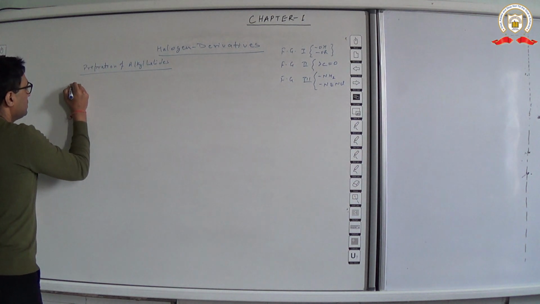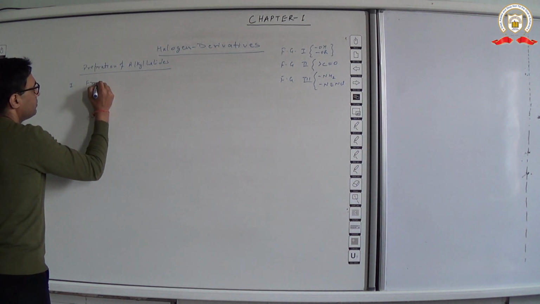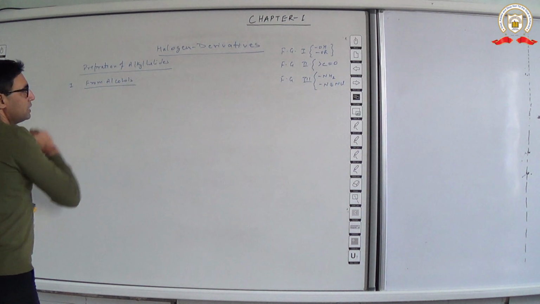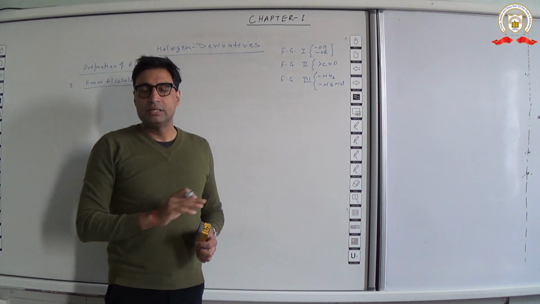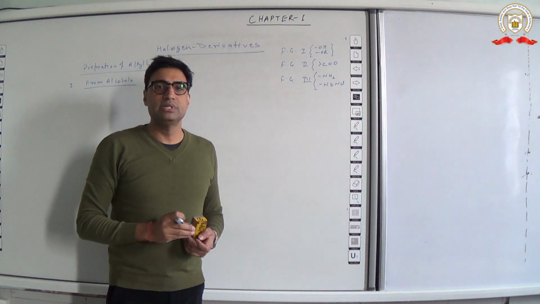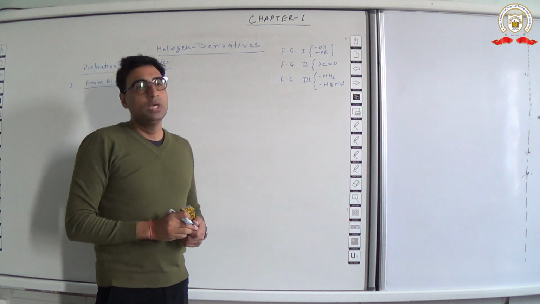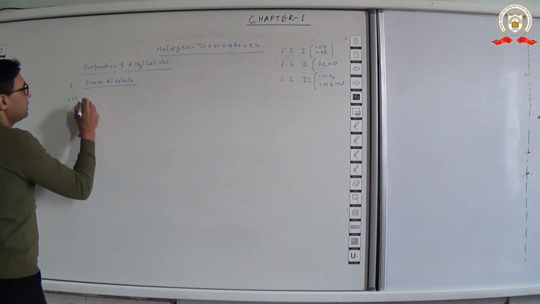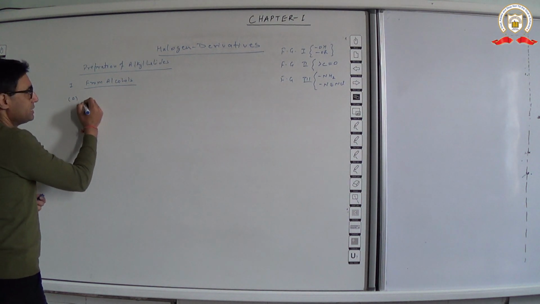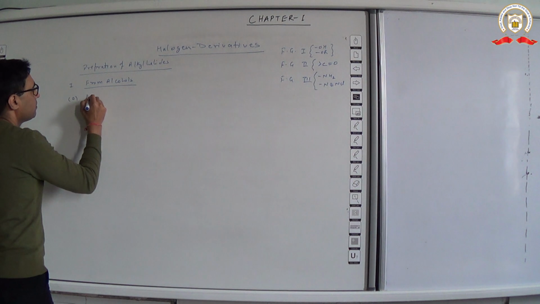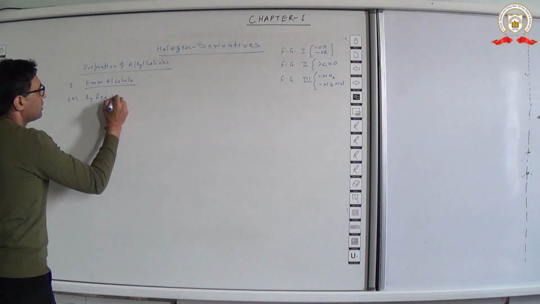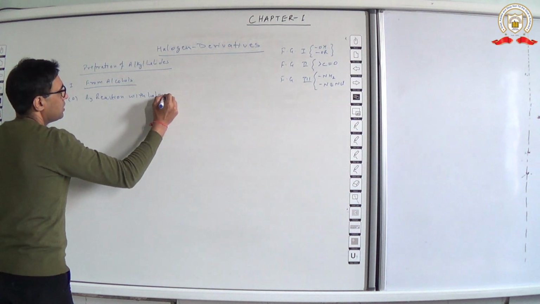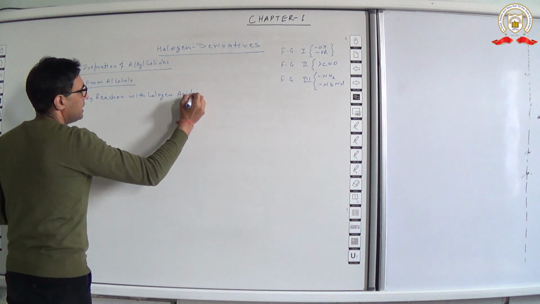I can prepare it from alcohols. The preparation of alkyl halide can be done in different manners. One among them is the preparation from alcohols. How to prepare from alcohols? Again, in that I have got a method of reacting it with halogen acid. So from alcohol by reaction with halogen acid.